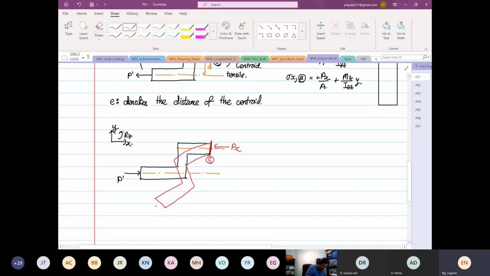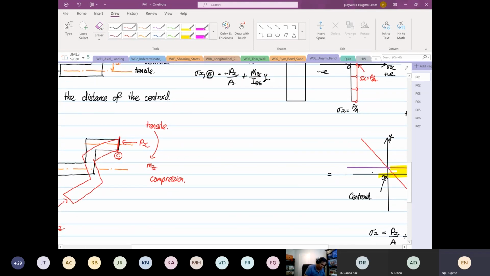Right? So now this is your P prime. So what is going on down here is now your moment change in direction. Okay, so now the top will become tensile, the bottom will become what? Compression. So if you were to ask me to sketch the stress profile now, okay, I'm going to sketch a stress profile.